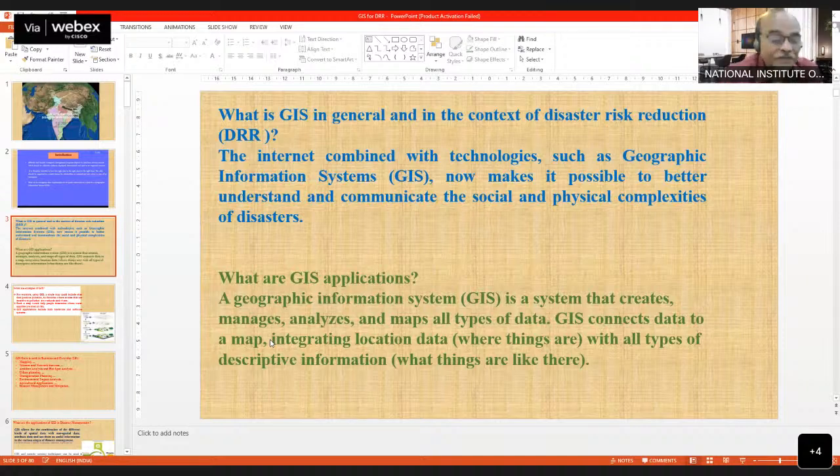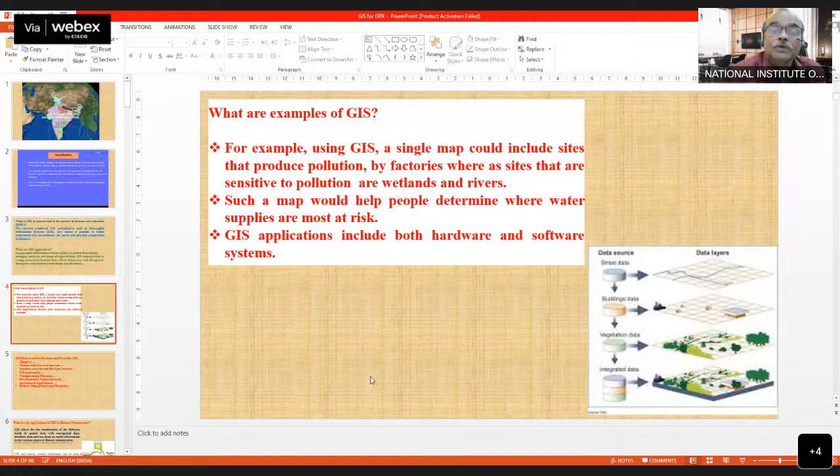And you know, it is a computer system oriented, and it is information: a geographic information system is a system that creates, manages, analyzes, and maps all types of data. It will analyze, it will map, and no brain is required to be used. All those things will be manipulated and analyzed beautifully through GIS. But of course, for that, you require some software as well as hardware. So I want to give some examples for GIS.